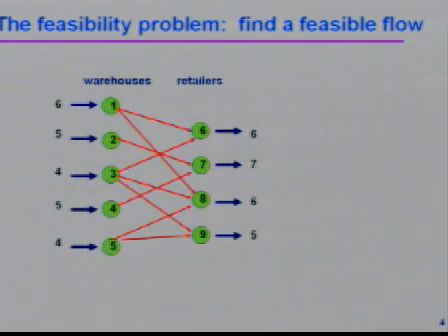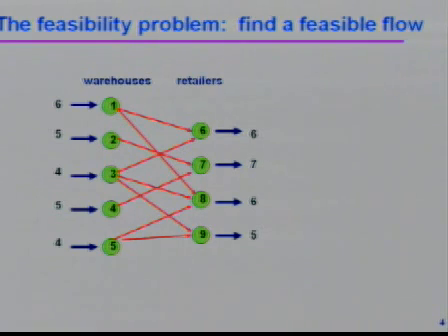Now these could be the supplies at the various warehouses of a certain commodity, and these could be the demands. And the question is, is there a feasible way of sending the supply to satisfy all the demands? Is this question clear to everyone? So we just want to find a way of sending flow such that all of the demands are met using the supplies that exist. As you can see, the total demand is 24, the total supply is 24.